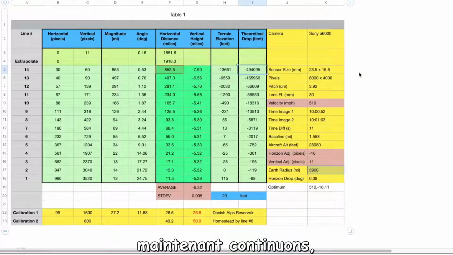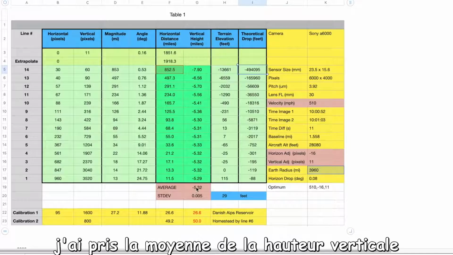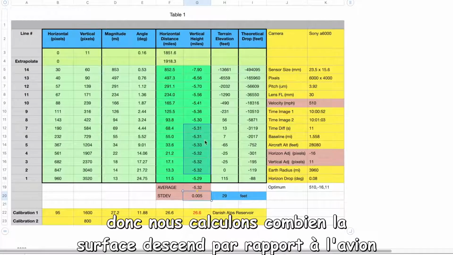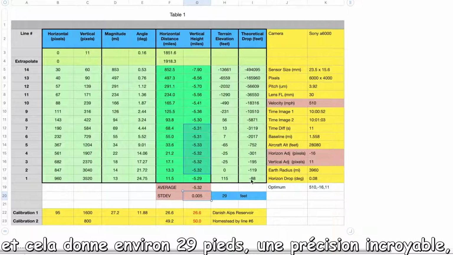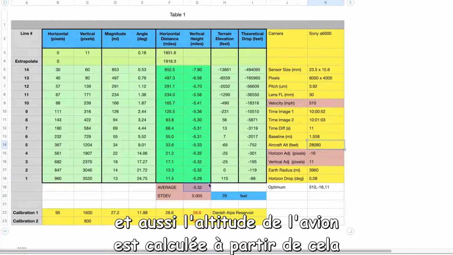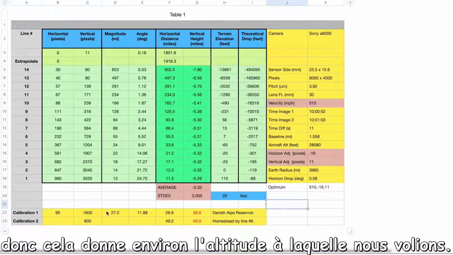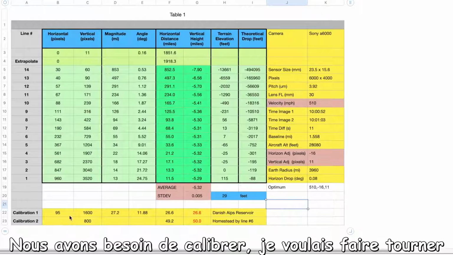Now let's continue. What I've done here is take the average of the vertical height and the standard deviation. So we're calculating how much the surface drops relative to the aircraft, and that comes out to about 29 feet. Just incredible accuracy there. And also the aircraft elevation is computed from that with the equation you see there. So it comes out to about the altitude we were flying at. Now we need to calibrate.